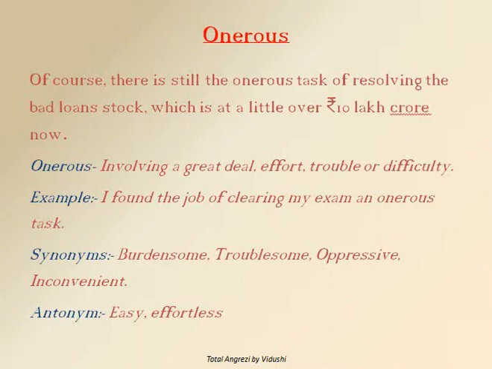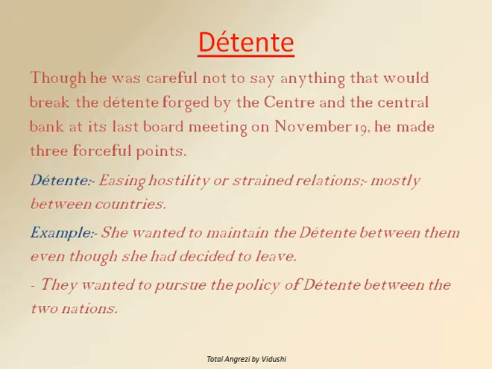The next word I have for you is detente. It is written as D-E-T-E-N-T-E. So you might pronounce it one way, but it is pronounced detente. This word comes from a French word. Here, the sentence that I've picked it out from is, though he was careful not to say anything that would break the detente forged by the Centre and the central bank at its last board meeting on November 19th, he made 3 forceful points.